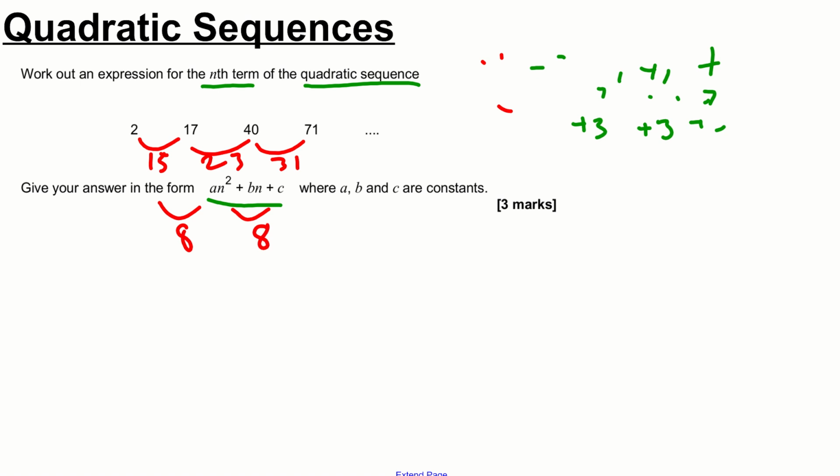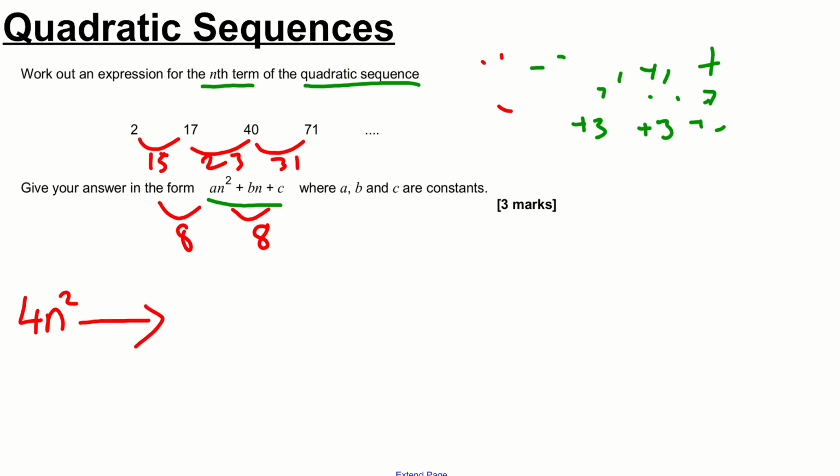When your second difference is 8, you write down half of that, which is 4n squared. So if the second difference was 6, you'd write down 3n squared. And if it was 4, you'd write down 2n squared. That is already one mark.